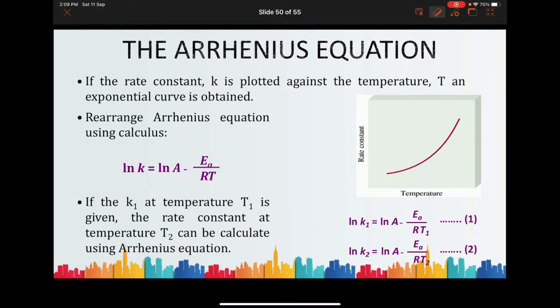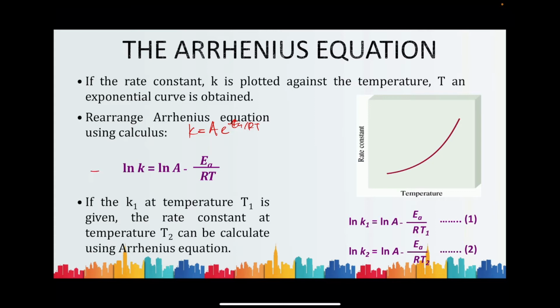Let's say we use the Arrhenius equation, k = A e^(-Ea/RT). Then you rearrange the Arrhenius equation using calculus, and you will get another equation, which is ln k = ln A - Ea/RT. By using the equation, you plot the graph of k versus temperature, and you will get a graph like this one. Let's say from the graph, you just use two points, which are point 1 and point 2. From the points, you can get the values of k1 and T1 for point 1, and k2 and T2 for point 2.